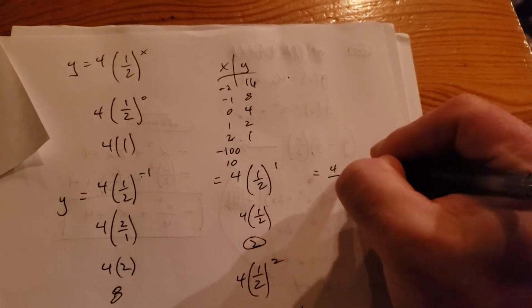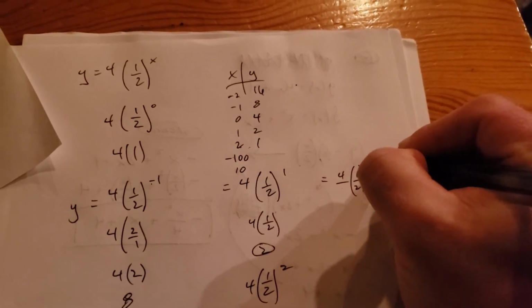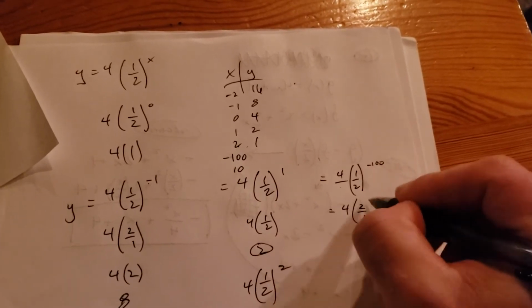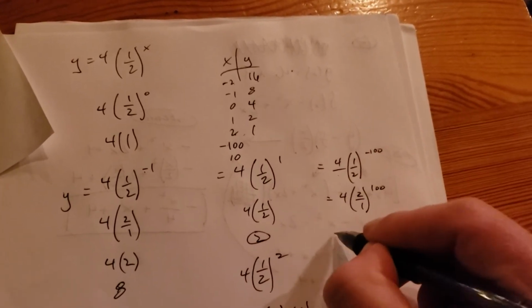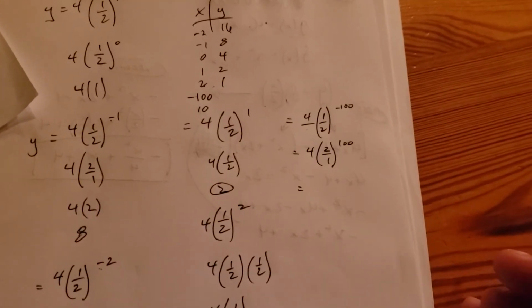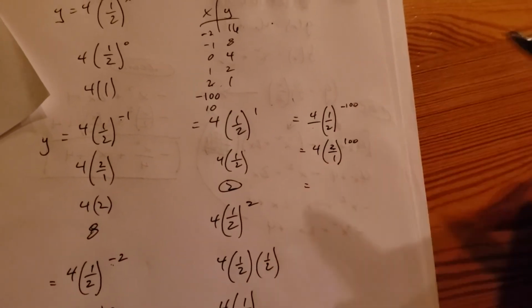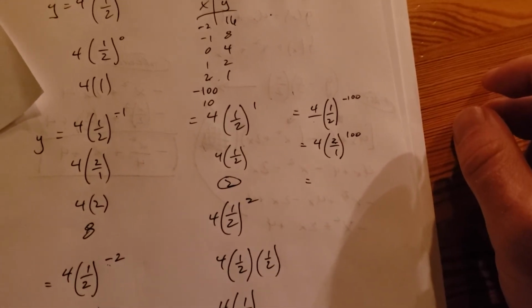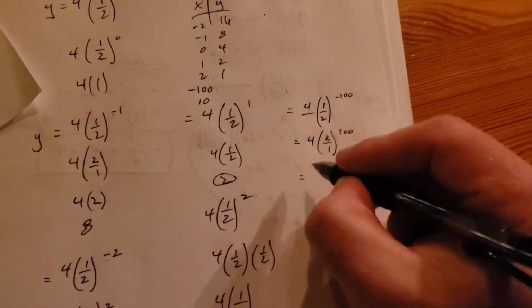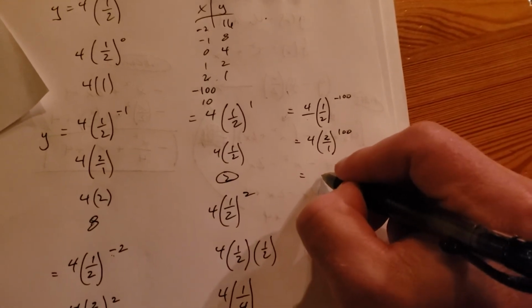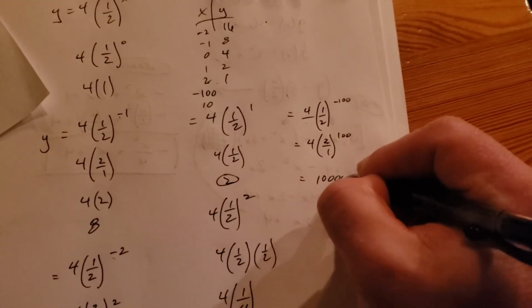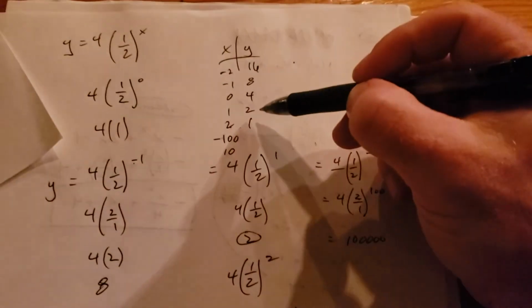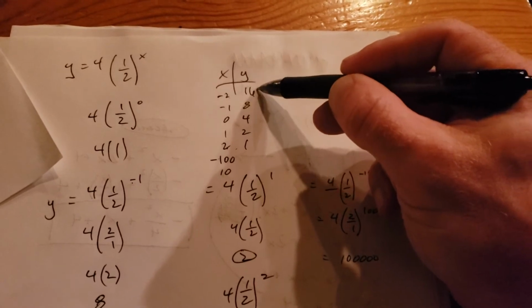So let's plug in -100. 4 times 1 over 2 to the -100. So we got 4 times 2 over 1 to the 100. I don't have my calculator on me right now, but this is going to be 2 to the 100 power, some random exorbitant amount. I'm going to guess we're up in the 100,000 range, some huge number. And if we look at what was happening on the y's, that makes sense.